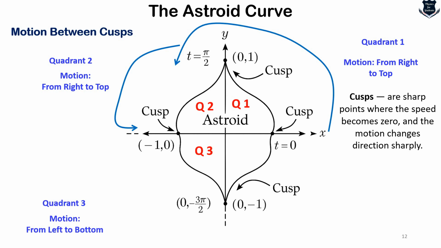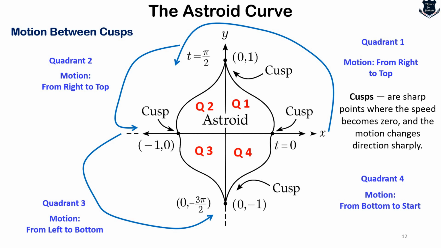Then we come to quadrant 3. This one here, it takes from here again to here. I hope this is clear. Minus 1, 0 to 0, 3 pi by 2. This is quadrant 3, motion from left to bottom. And then we have quadrant 4, which starts from the bottom and goes back to where we started. So it starts from here and goes back to here.